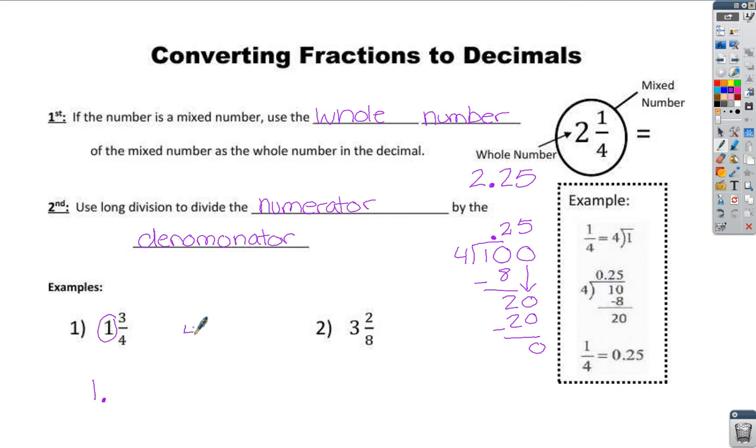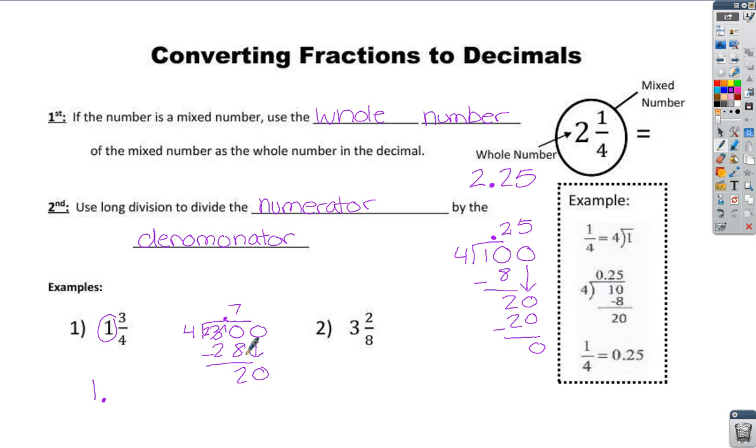So we would do 3 divided by 4. 4 can't go into 3, so we need to make it a decimal. Add in our 0. How many times can 4 go into 30? 7 is going to go into 30s. So we're going to have 4 times 7 is 28. Subtract. We need to borrow. So 10 minus 8 is 2. 2 minus 2 is 0. And we're not done. We have no 0 here yet. So we're going to add a 0 and bring it down.